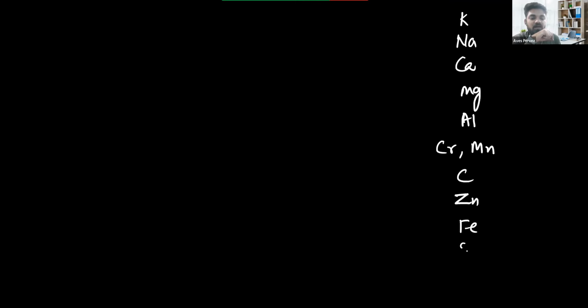One is potassium, then sodium, then calcium, then magnesium, then aluminium. After aluminium, in the reactivity series that I wrote previously there was no chromium and manganese, but here we have to add these two metals. Carbon was also not there, so write carbon here. After carbon we have zinc, iron, tin, lead.